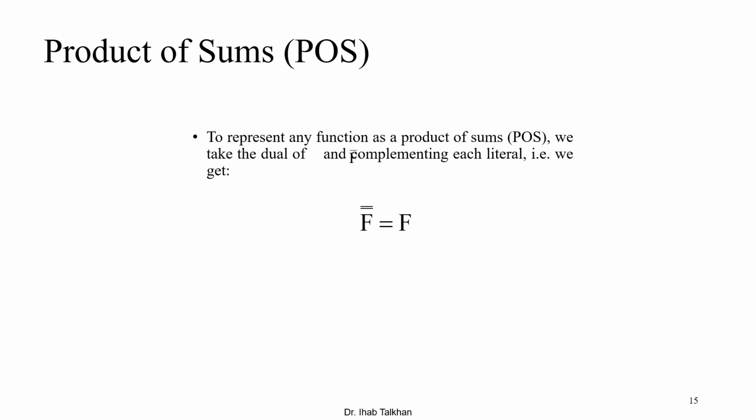In this slide, as you can see, we have a product of sum. F equals F double bar equals F, which means if you invert the same function twice, you will end up with F. This example also shows you that F double bar equals F, and we're going to see in the next example what is meant by that.